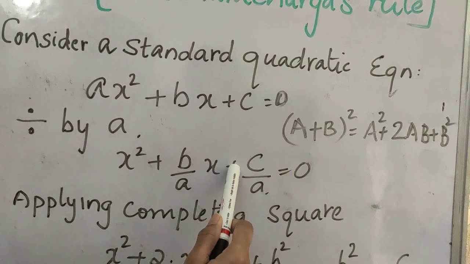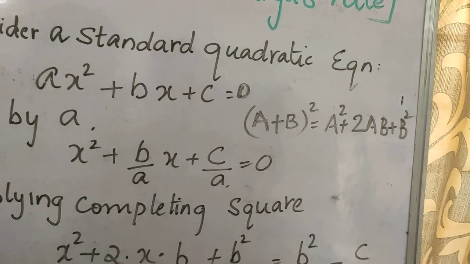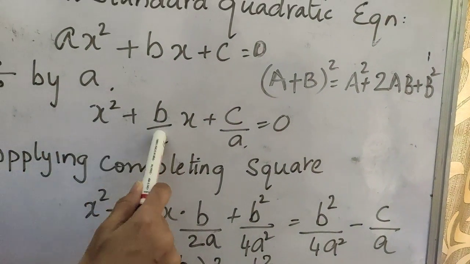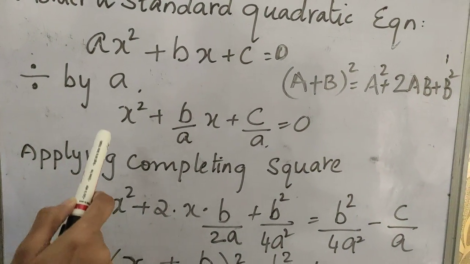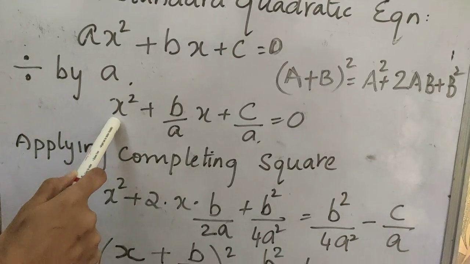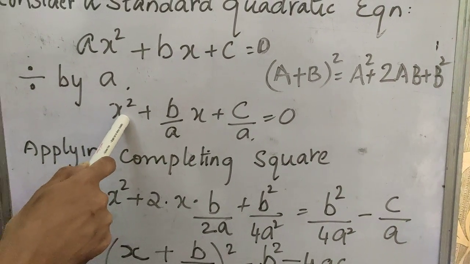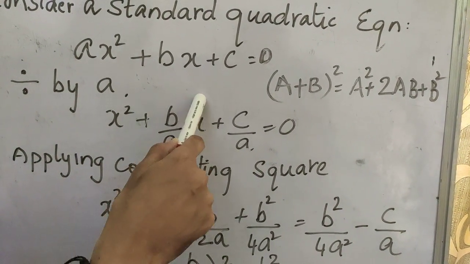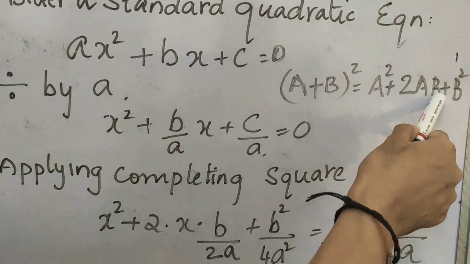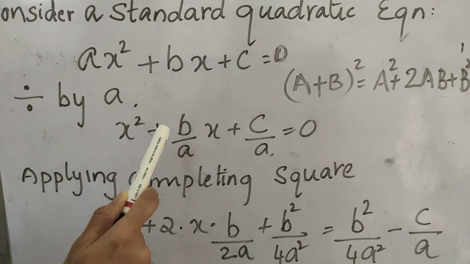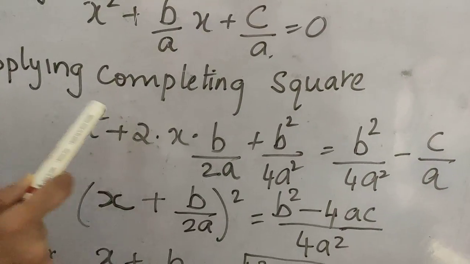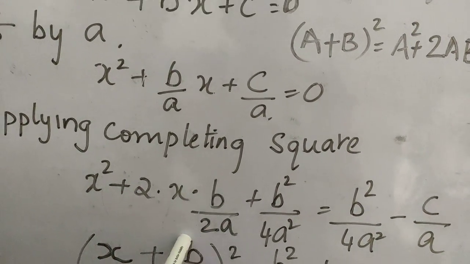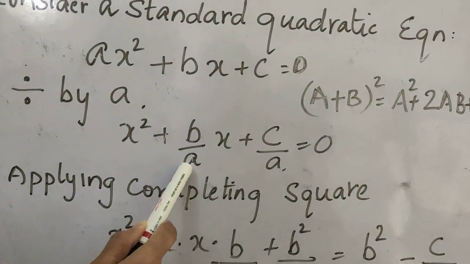First of all I shift this plus c by a to the RHS to get minus c by a. So I have the terms x square plus b by a x on the LHS. Now you see that x square is already a perfect square. Now I should change this b by a x to the form of 2ab. So what I do is I put a 2. a is x. Now I need to know what b is here. So already we have b by a.